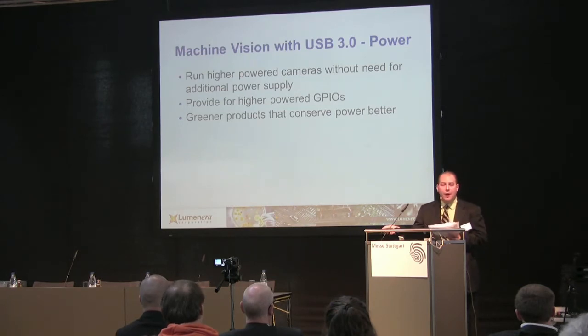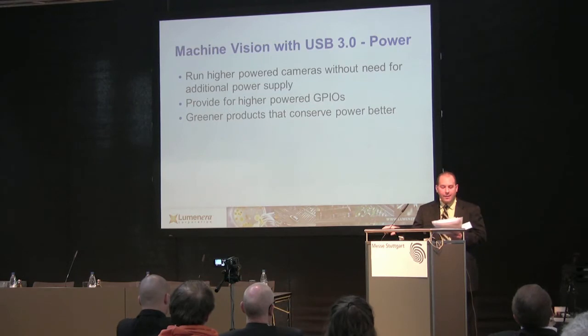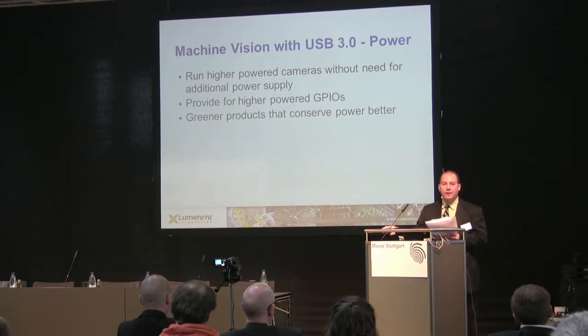More power to the camera also means that more power can be provided to the GPIOs. This will allow the camera to provide direct control on peripherals without the need for additional powered I/O boards. Finally, with the green initiatives that have been implemented in the USB 3 specification, cameras built around these features will be more efficient in their power usage.